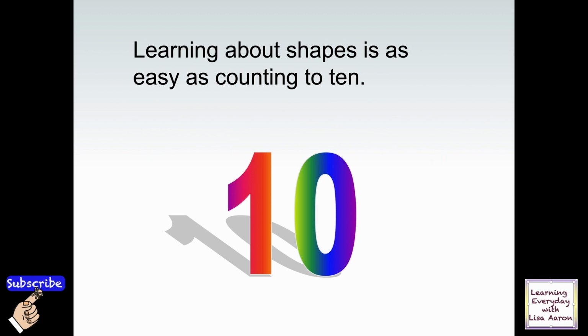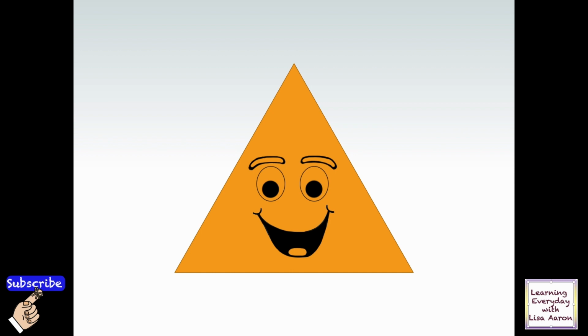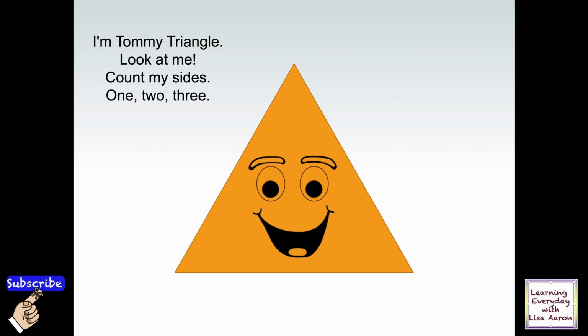Learning about shapes is as easy as counting to 10. I'm going to show you. Here we have a triangle. I'm Tommy Triangle, look at me. Count my sides, 1, 2, and 3. Okay, we're starting with 1, 2, and 3. Of our numbers to 10, a triangle has 3 corners, 3 sides.